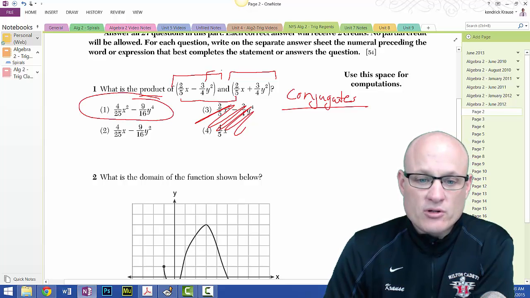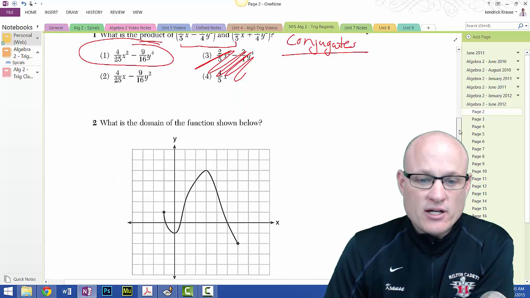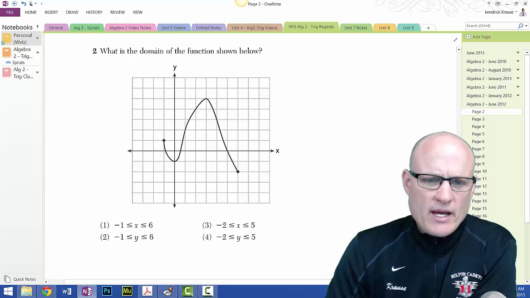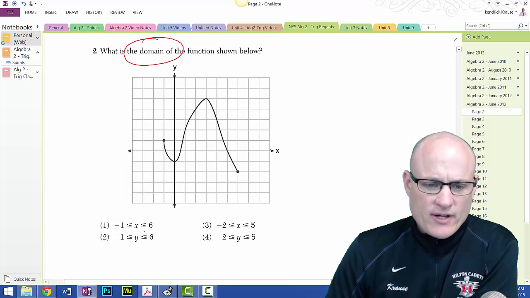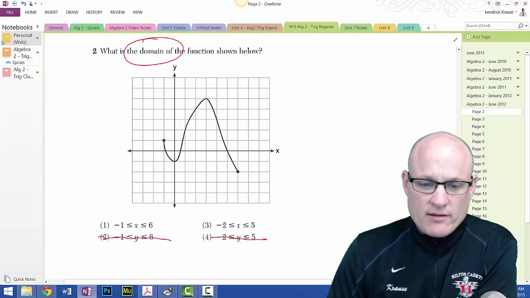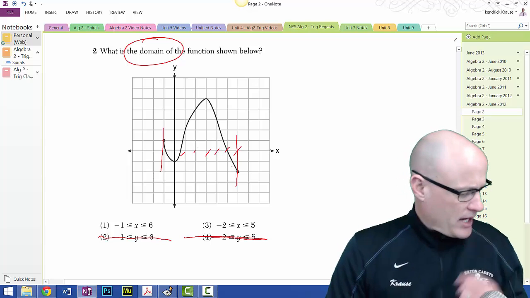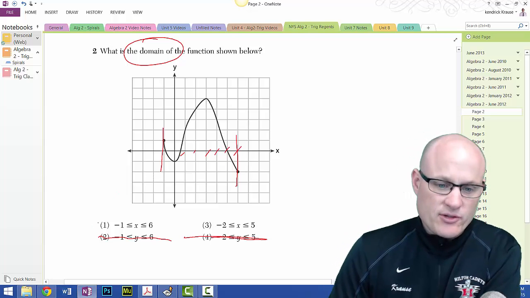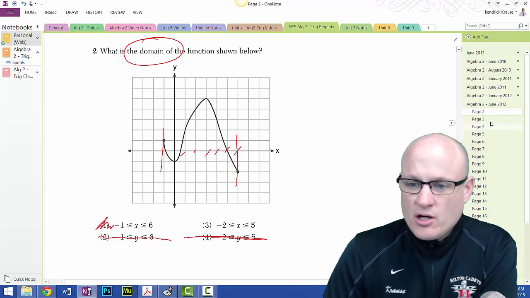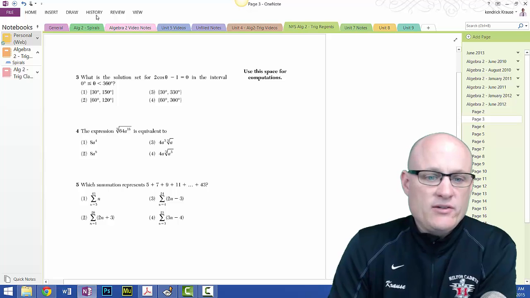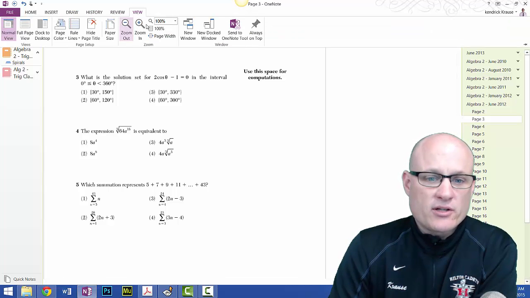Just to make sure, 3/4 times 3/4 is negative 9/16. Done. Domain. Domain are the x values, so we don't need the y values. How far to the left did we go? -1. How far to the right did we go? I'm going to guess that's 7. 1, 2, 3, 4, 5, 6. I lied like a dog, and I should have just checked the answers. They had 6 there. Choice 1. Holy mackerel, this is an easy exam so far. I hope the whole thing is going to be this easy.